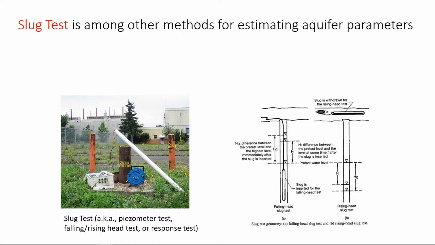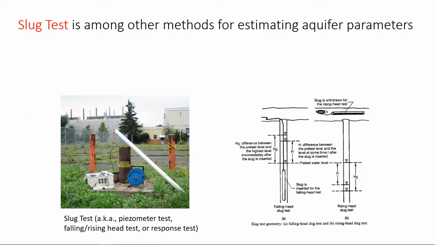This is an inexpensive alternative to a pumping test, but it estimates the aquifer parameters at much smaller areas than a pumping test. So it's less expensive compared to a pumping test, but it will measure your parameters at smaller areas than a pumping test.